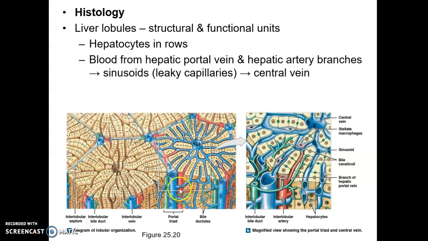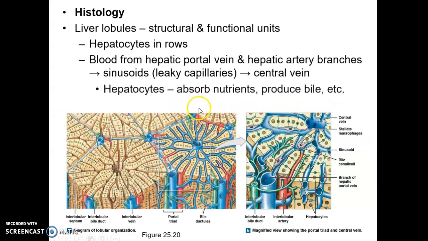Both arterial blood, essentially coming off of the abdominal aorta, and venous blood coming from the intestines and the spleen, would meander and percolate towards the central vein. So the hepatocytes, as I mentioned, absorb and process the nutrients, they produce bile, and do the other functions. These are the important ones to know.